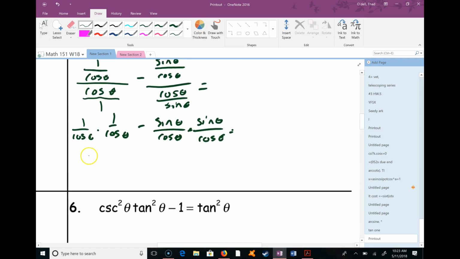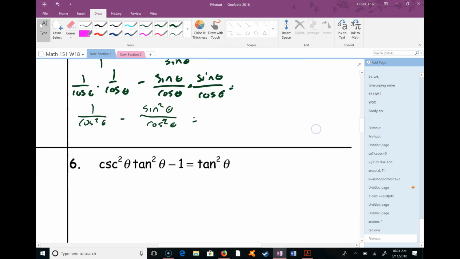And of course that equals 1 over cosine squared, and that equals sine squared over cosine squared. Okay? So we did some good maneuvering here. They have a common denominator now, so we could add those together.